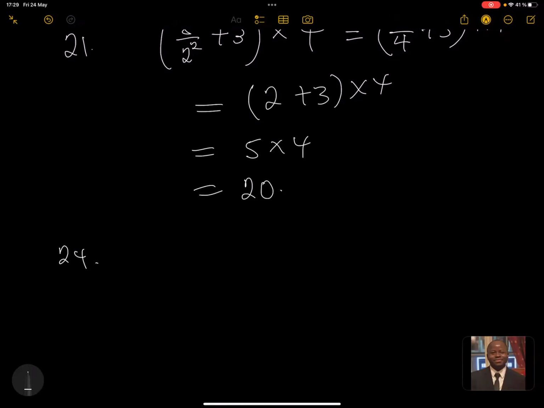All right. What is the outcome of this operation? 16 minus 2 cubed, divided by 2 plus 3 squared.